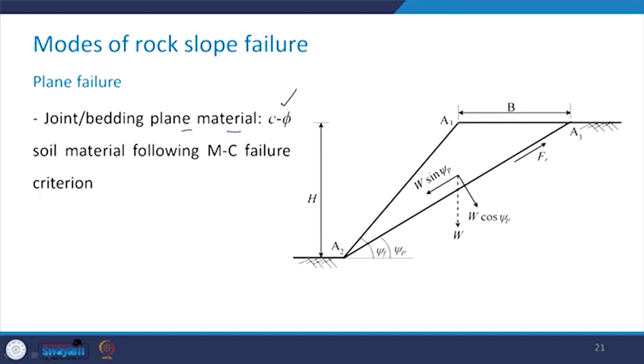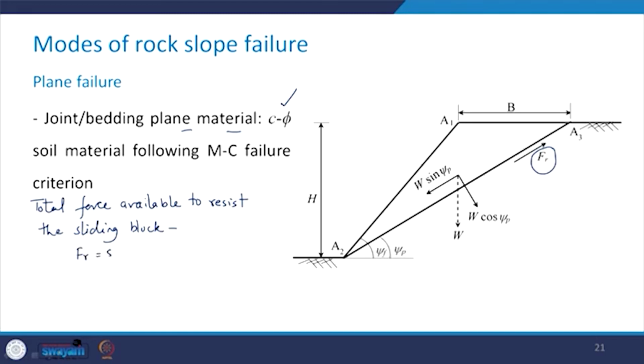So, the total force available to resist this sliding block, this has been shown here with this force Fr. So, that is going to be Fr is equal to S into A. Make it equation number 2.